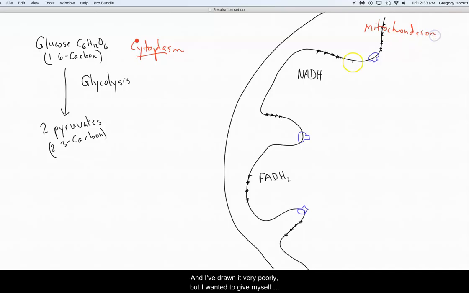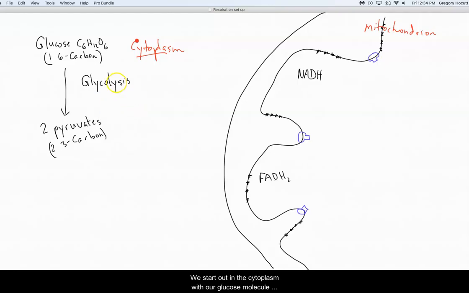I've drawn it very poorly, but I wanted to give myself enough space in here to draw a few things. So here we've got the outer membrane. Here we've got the inner membrane of the mitochondrion. Embedded on the inner membrane are these groups of enzymes that are involved in transporting electrons and protons in relationship to this inner membrane. And these little blue things here are supposed to be ATP synthase, the enzyme that actually makes ATP from ADP, adenosine diphosphate, and free phosphate groups.